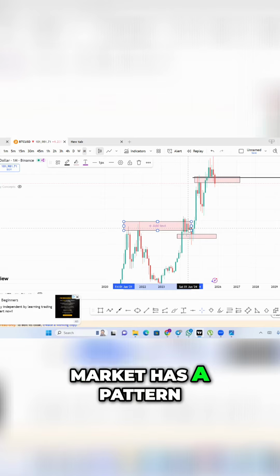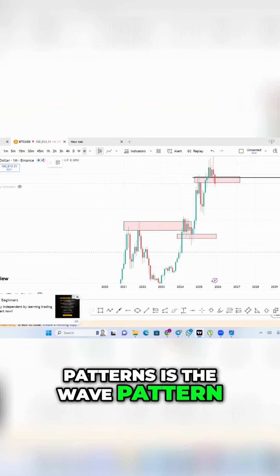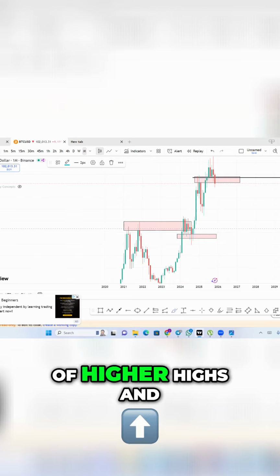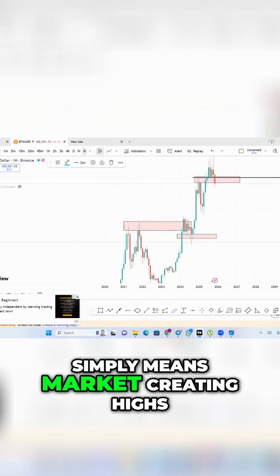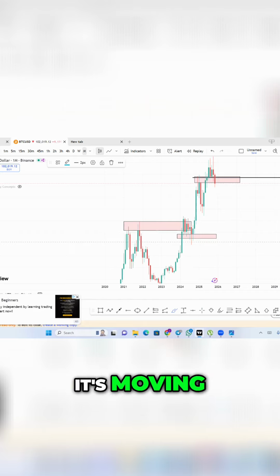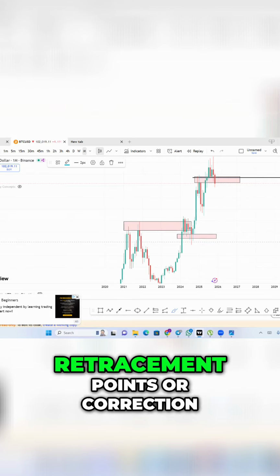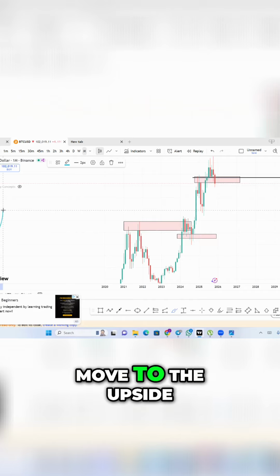Market has a pattern in which it moves, and one of those patterns is the wave pattern. That is why when market is trending, it gives a series of higher highs and higher lows. A higher high simply means market creating a series of highs as it's moving. And higher lows are more like, or less like, I would say, retracement points or correction points for another impulsive move to the upside.